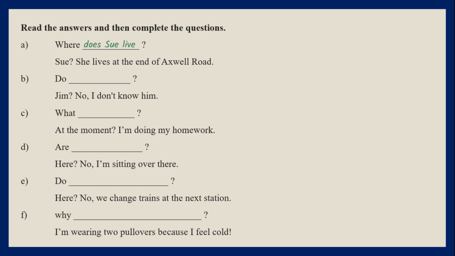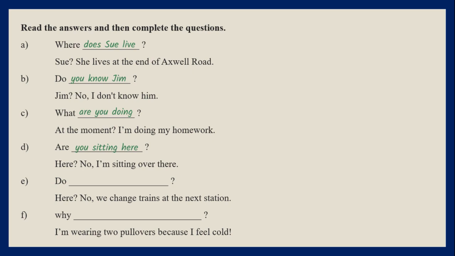B, Jim? No, I don't know him. Do you know Jim? Again, stating a fact with a non-action verb. No, we use present simple. C, at the moment, I'm doing my homework. What are you doing? Again, describing something which is happening at the moment of speaking, we use present continuous. D, here? No, I'm sitting over there. Are you sitting here? Present continuous, describing something which is happening at the moment of speaking.